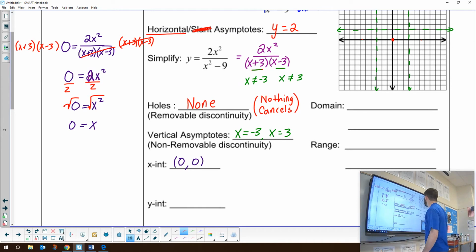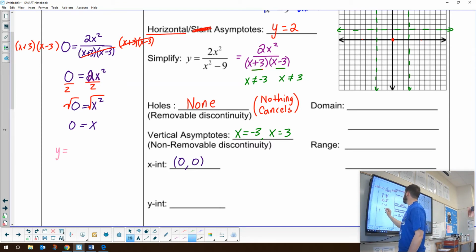Next, my y-intercept. My y-intercept is going to tell me we need to plug in 0 to find my y-intercept. So we're going to take the same thing. We're going to go y equals 2 times 0 squared over 0 plus 3 times 0 minus 3.